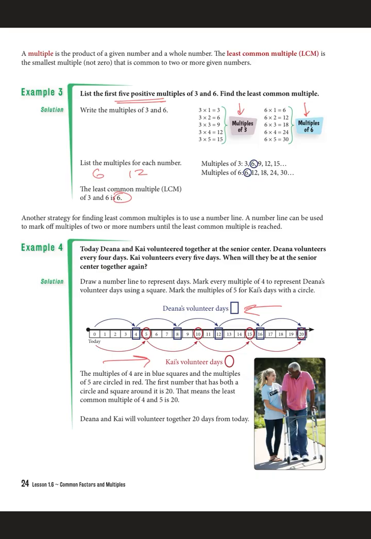It says the multiples of 4 are in blue squares, and the multiples of 5 are circled in red. The first number that has both a circle and a square around it is 20. That means the least common multiple of 4 and 5 is 20. So Deanna and Kai will volunteer together 20 days from today. So that's one way to do it, with the number line.